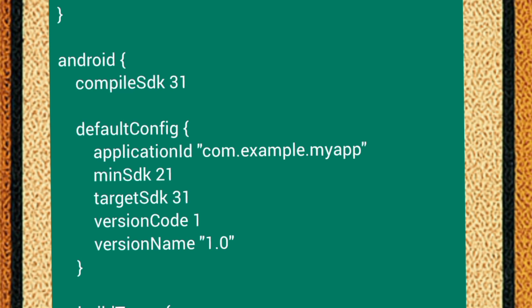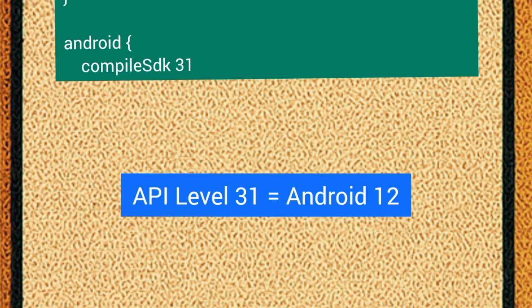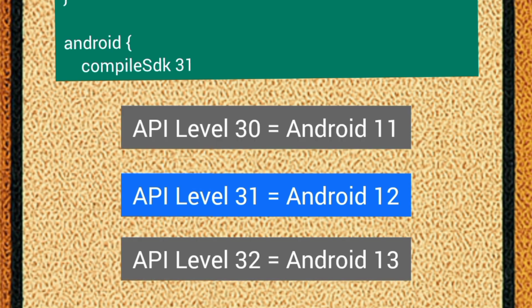Let's break it down. compileSdk 31. This tells Gradle, use API level 31, which matches Android 12, when compiling the app. It doesn't mean your app will only run on Android 12, it just means the factory is using those tools during the build.